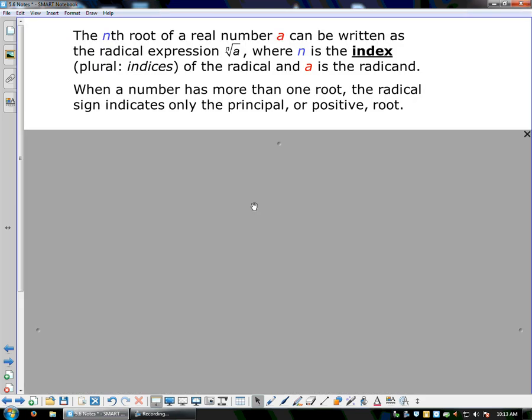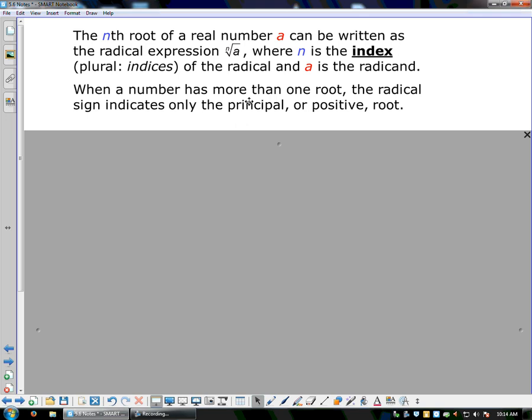The nth root of a real number a can be written as a radical expression, with the radical symbol, a little number in the crook of the radical symbol, called the index, and the number you're taking the radical of, called the radicand, underneath the radical. So nth root of a is how we would read this. N is the index. The plural, by the way, is indices, so we would not say indexes. And a is called the radicand, the number underneath the radical sign.